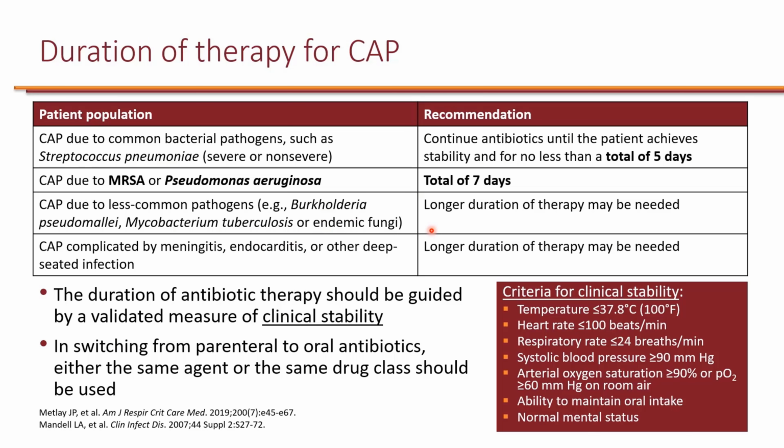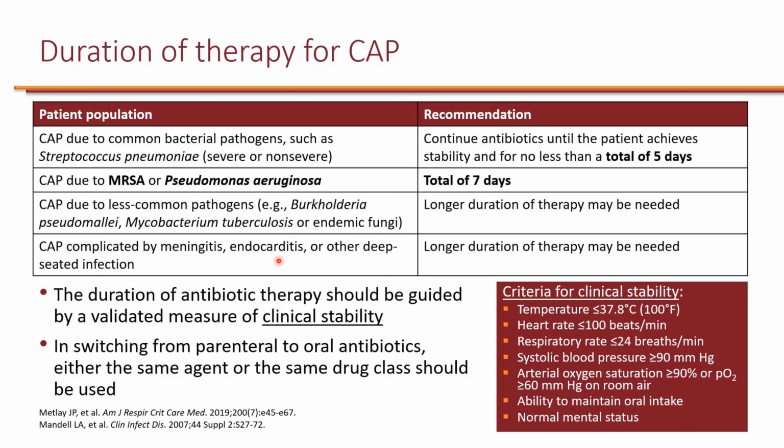And then, if the community-acquired pneumonia is complicated by other infections, you may need a longer duration depending on what the infection is. For example, if someone has meningitis, it may require a longer duration of therapy. So even if you're done with the treatment for community-acquired pneumonia, you need to treat longer in order to finish treating meningitis. The same is true with endocarditis and deep-seated infections. In general, deep-seated infections require a longer duration of therapy in order to eradicate those organisms.